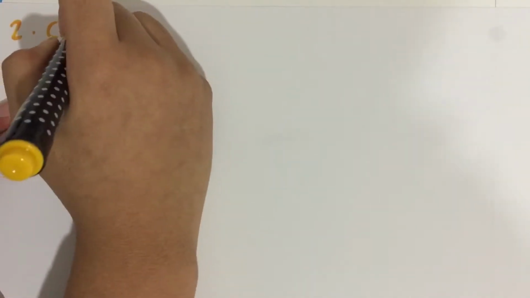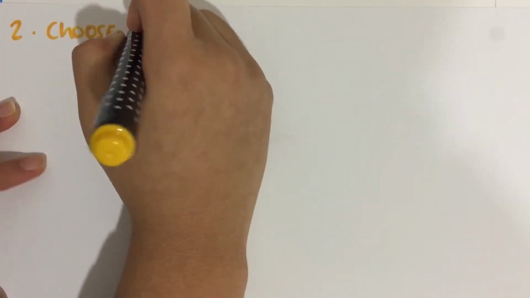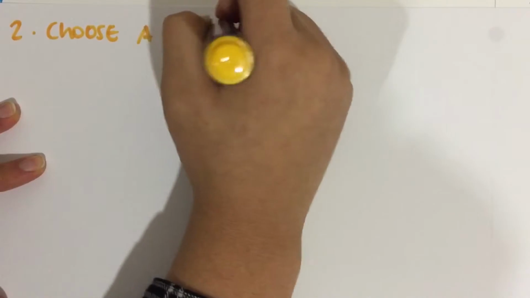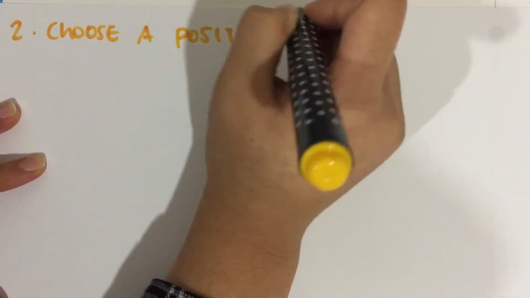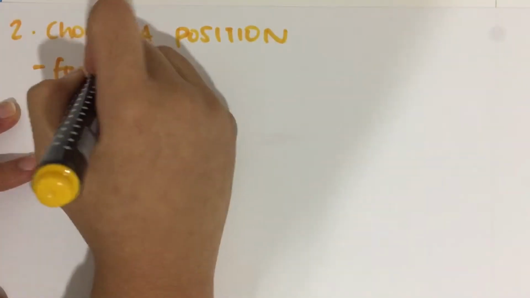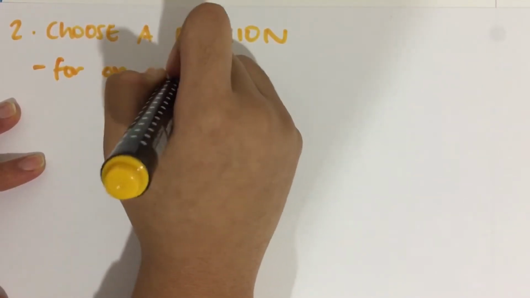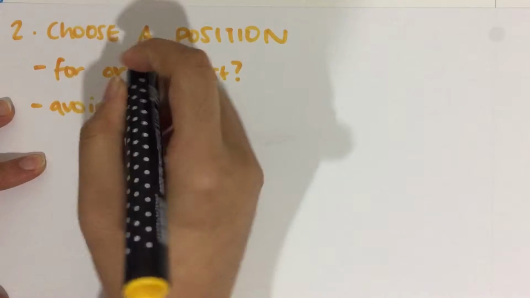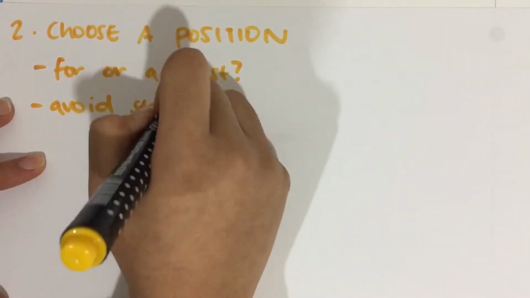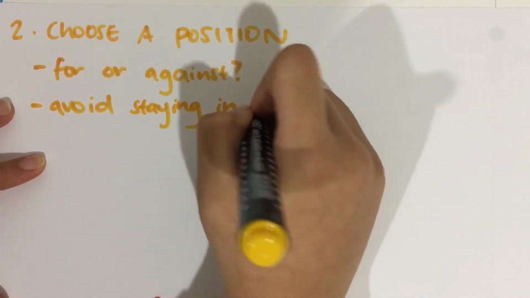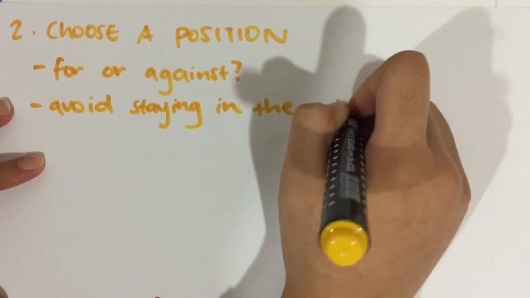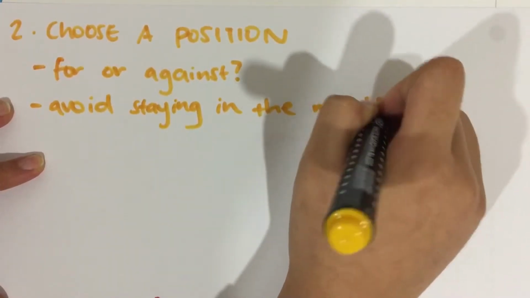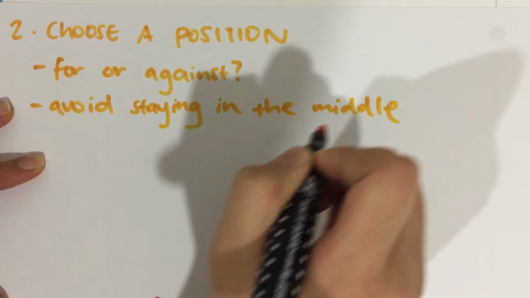The next tip is to choose a position in your argument. Once you've chosen your topic, you want to find out where you stand in the issue. This means whether you are for or against it. Avoid staying in the middle. It can come across as your argument being weak and not having much thought put in it. If it's an issue you are already familiar with, choosing a side should be relatively easy. However, if you're choosing a topic that you've just found out about, put some research into it and find out where you stand.